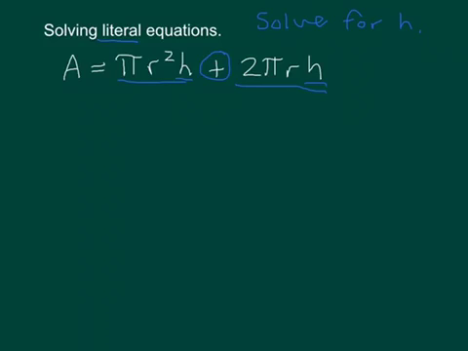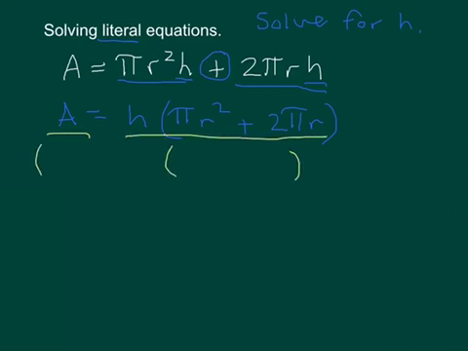Terms, remember, are separated by addition or subtraction. Since we can't combine those as like terms, we're going to see if we can factor out that h. So we're going to factor out an h. We do that, we'd be left with pi r squared plus 2 pi r in parentheses. Since we're solving for h and h has been multiplied by that quantity, we simply need to divide both sides by that quantity. So pi r squared plus 2 pi r.